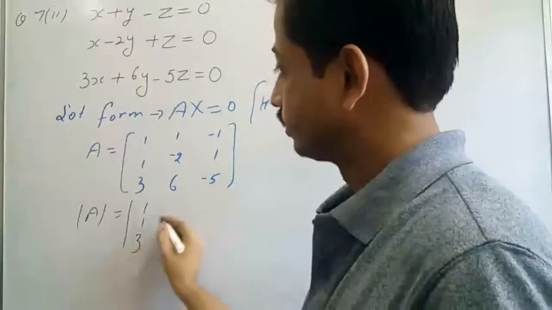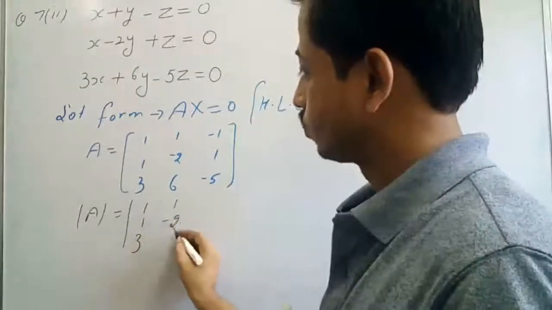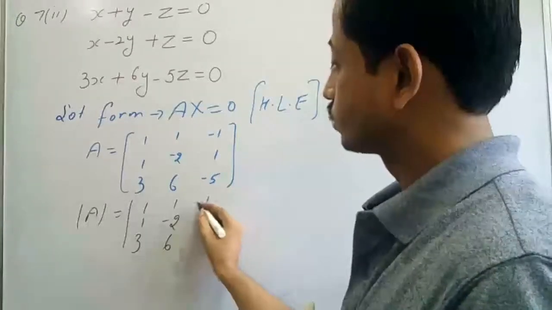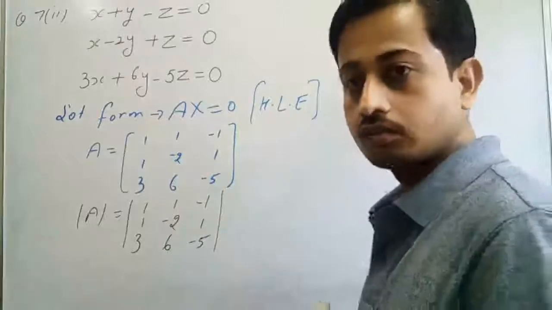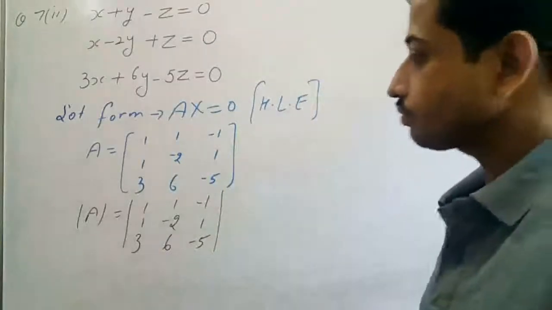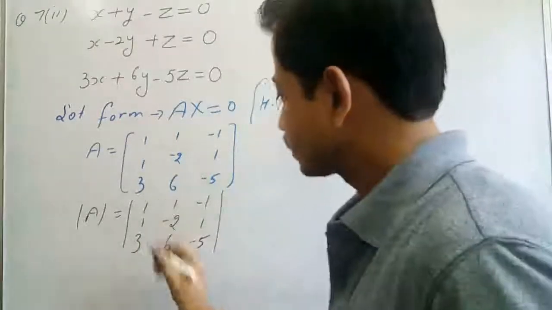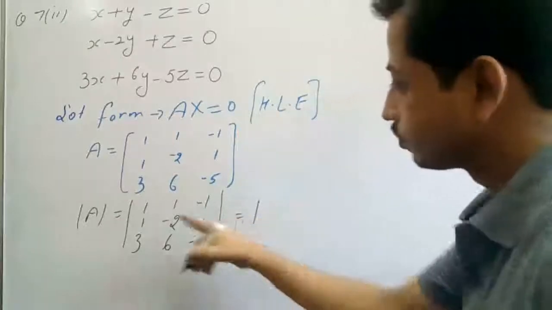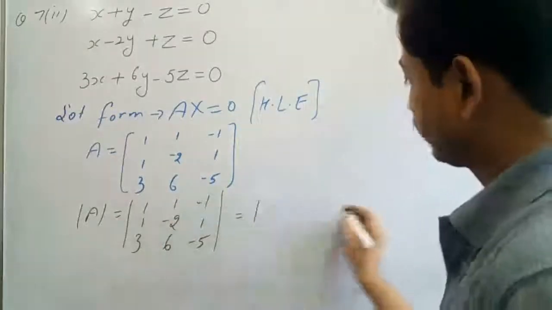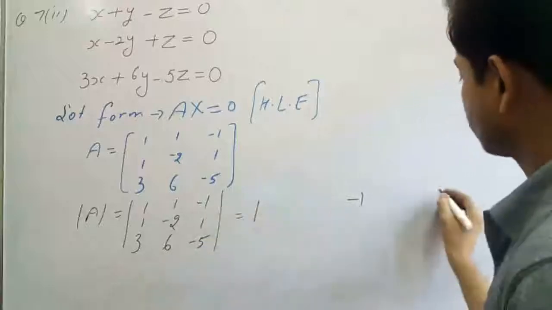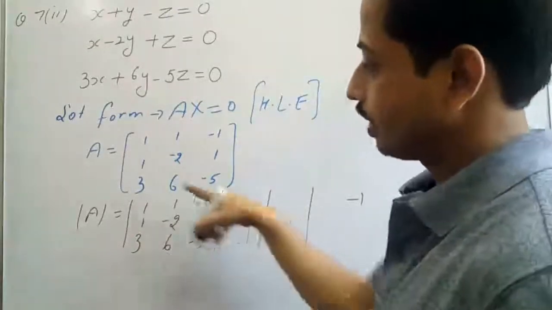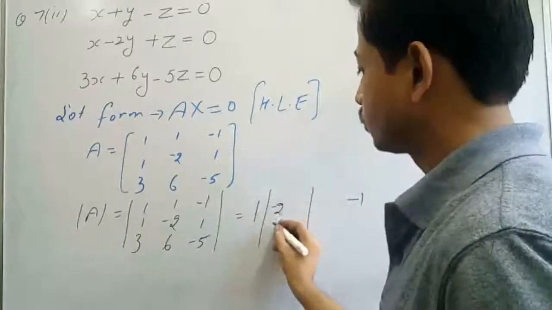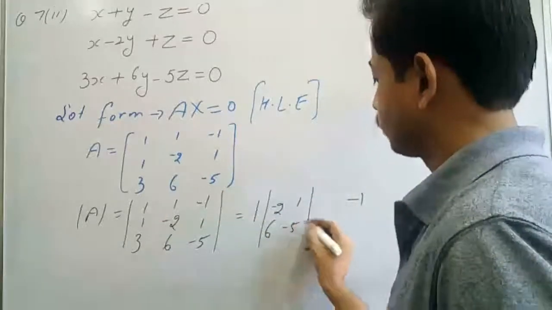1, 1, 3, 1, minus 2, 6, minus 1, 1 and minus 5. Now please solve this. How will we solve it? First you have to write the coefficients 1, minus 1 and minus 1. Now cut the first row and first column, we get minus 2, 6, 1, minus 5.